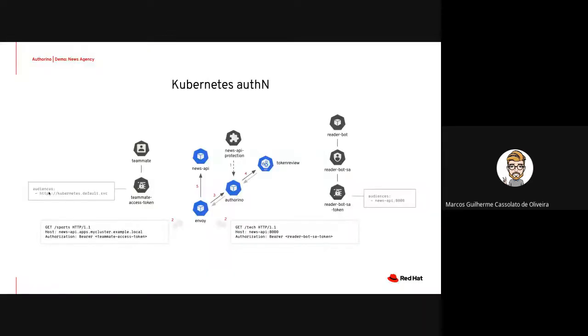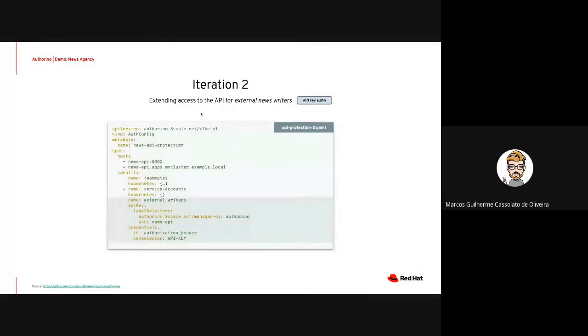Let's move to iteration number two here. In iteration number two, we want to extend access to the API to those external news writers. So they are not teammates, they are not applications.